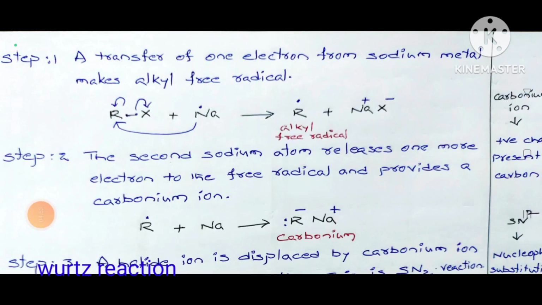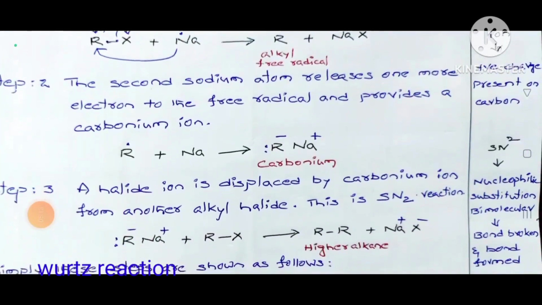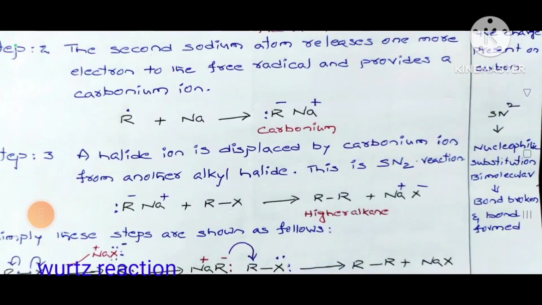Step 2. The second sodium atom releases one more electron to the free radical and provides a carbanion. In the first step, the alkyl free radical is obtained. This alkyl free radical reacts with sodium metal, then sodium releases its one electron to the alkyl free radical, and then the carbanion is obtained. Step 3. A halide ion is displaced by the carbanion from another alkyl halide. This is an SN2 reaction. SN2 means nucleophilic substitution bimolecular reaction.